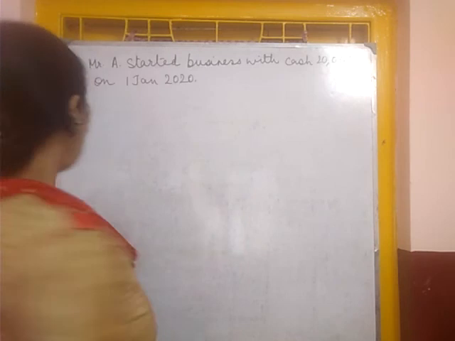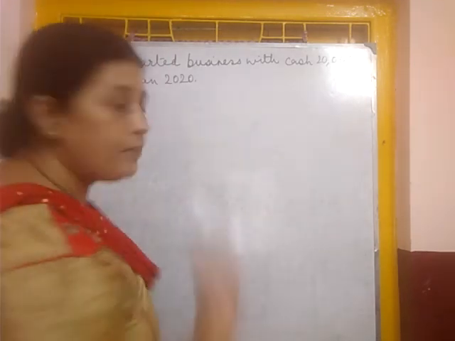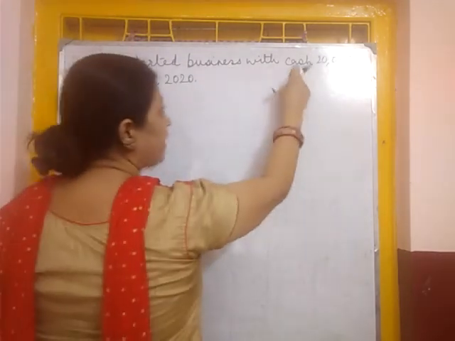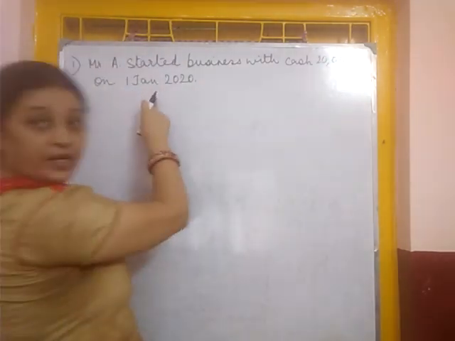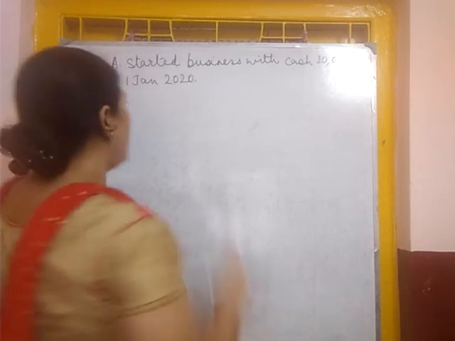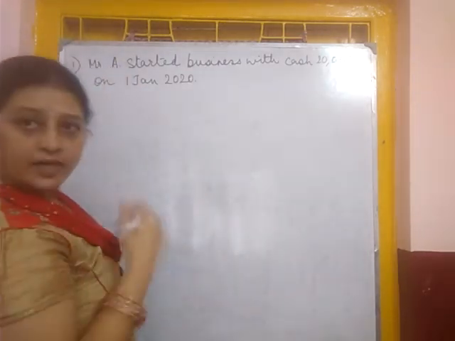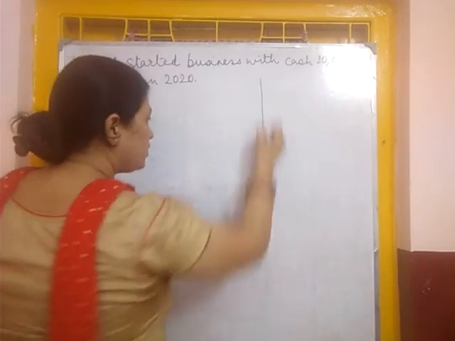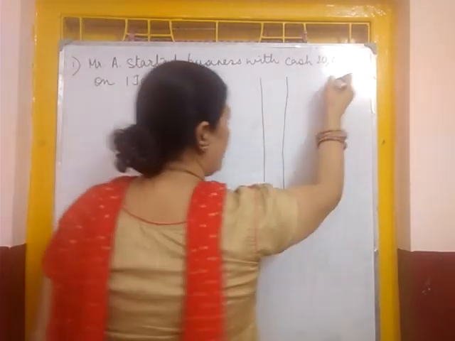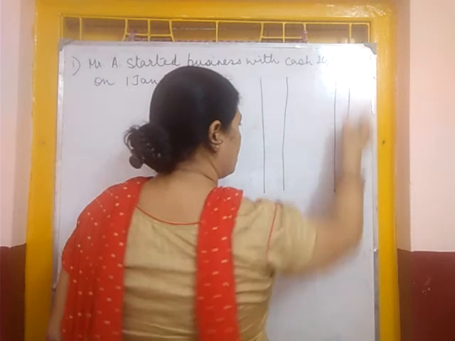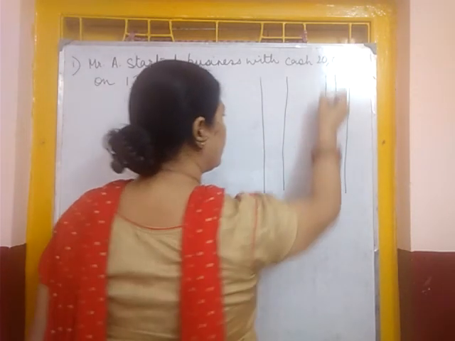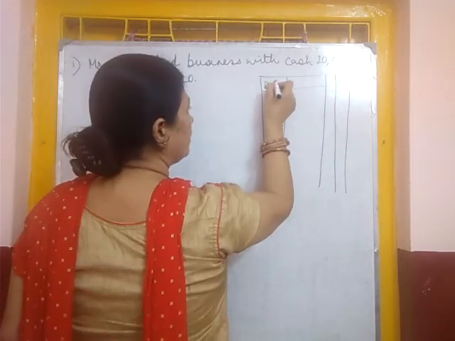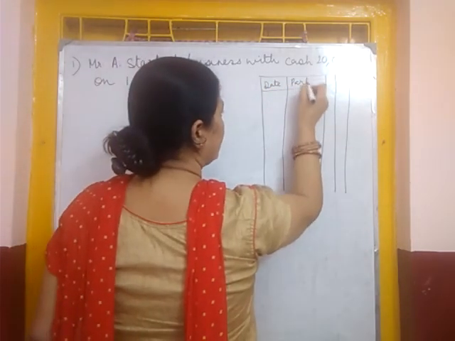Now see, if I take an example, what is the example? I am taking one example. See, Mr. A started business with cash 20,000 on 1st January 2020. Now, who is starting business? Mr. A is starting business. When you have to pass the journal entry, what will you do? I am just making it in a short form. Okay. See, what you will do in this manner. I think this will be our date column, date, particulars, right?